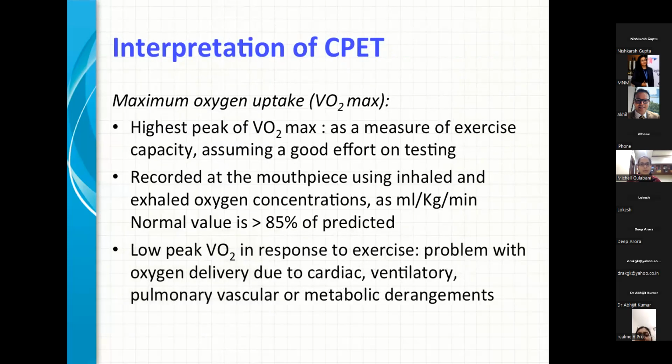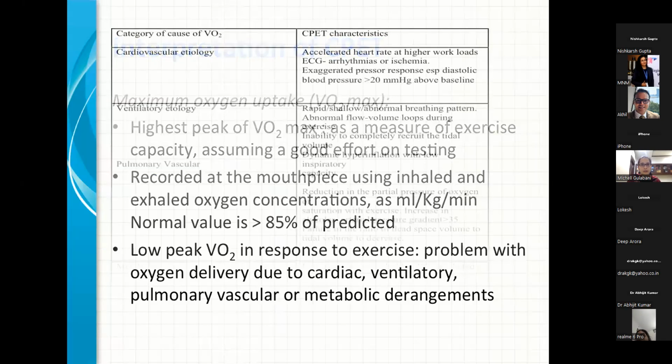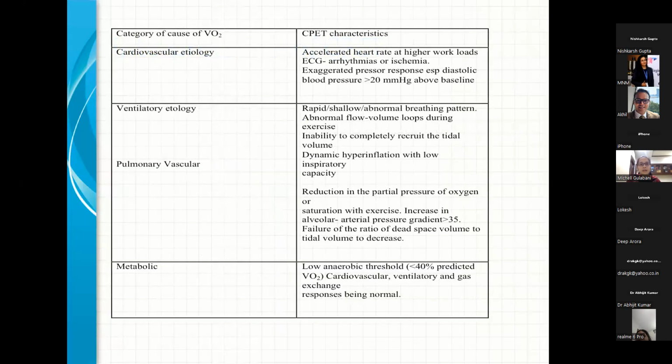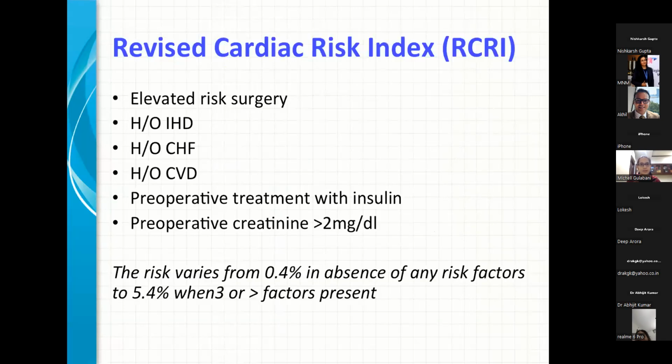An important interpretation of this is the maximum oxygen uptake, or the VO2 max. Its normal value is more than 85% of predicted. So each pathology, whether cardiovascular, ventilatory, or pulmonary vascular, has significant characteristics on CPET, and that is how we can differentiate the various etiological factors.